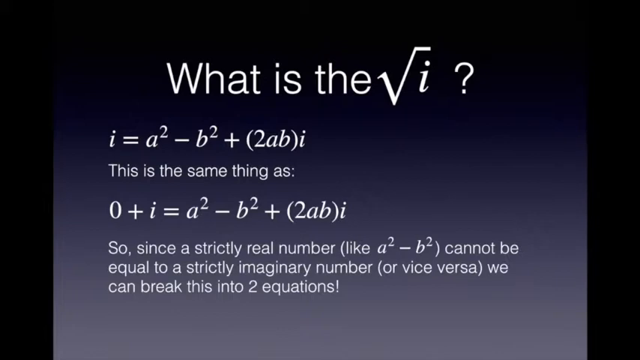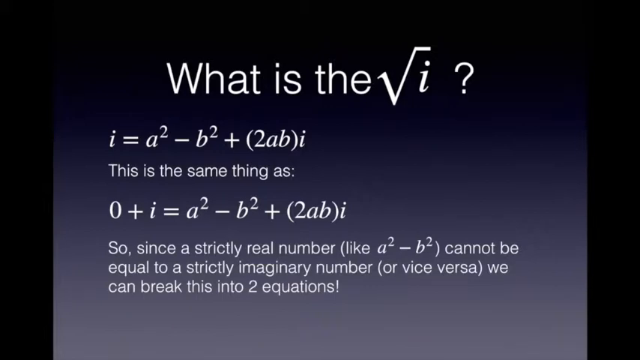Okay, so at the top I've just copied over what we had at the bottom of the last slide. And I want you to notice something. I'm going to add 0 to the left-hand side of that equation. Adding 0 doesn't change anything, so i is the same as 0 plus i. But notice that on the left-hand side of the equation I now have a real part, 0, and an imaginary part, i. And on the right-hand side of the equation I have a real part, a squared minus b squared, that's a real number, and an imaginary part, 2abi. Well, real numbers can't be equal to imaginary numbers, and imaginary numbers can't be equal to real numbers.